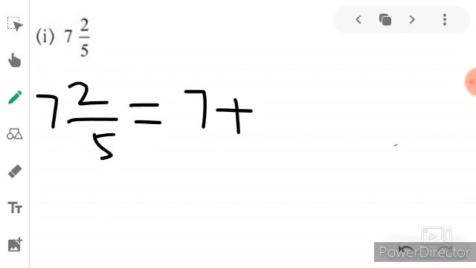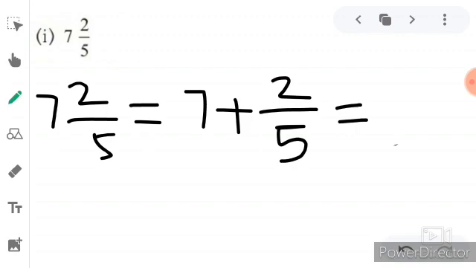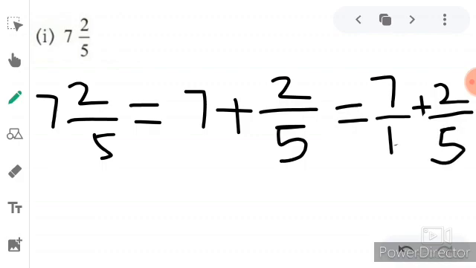7 plus 2 upon 5, that is, the whole number is different, and then 2 upon 5 is different, that is the fraction. Now what is the next step? There is no denominator below the 7, so that's why we will consider the denominator 1. So 7 upon 1 plus here 2 upon 5. Now the next step is that we will have to convert these unlike fractions into like fractions. So here we will have to bring 5. So we will have to multiply 7 by 5 and 1 by 5.